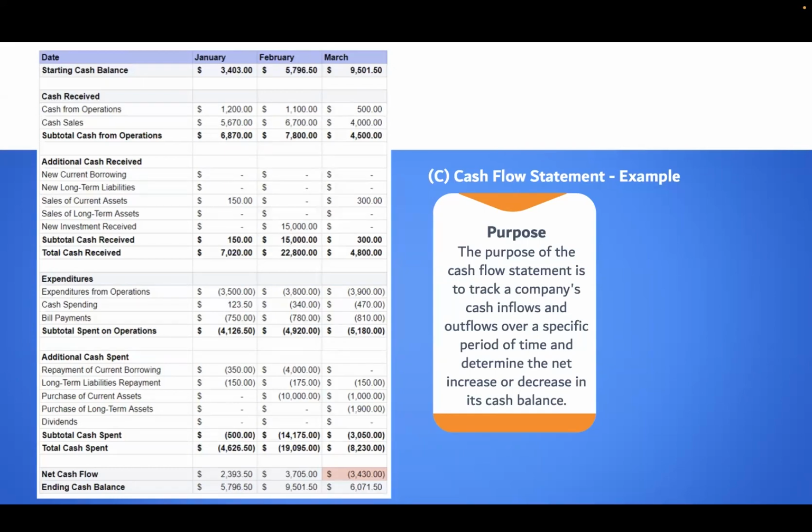And sometimes, do they have enough assets to sell if there's some emergency? Can they sell some assets and gather the money, cash? So this also works in conjunction with the balance sheet.